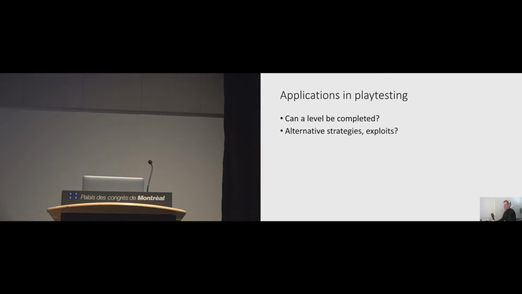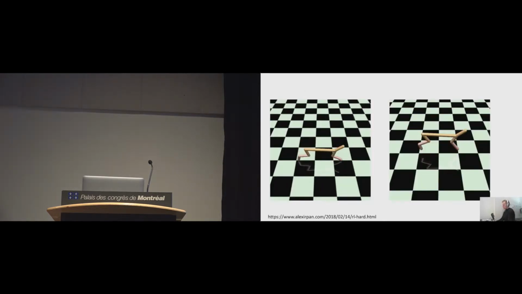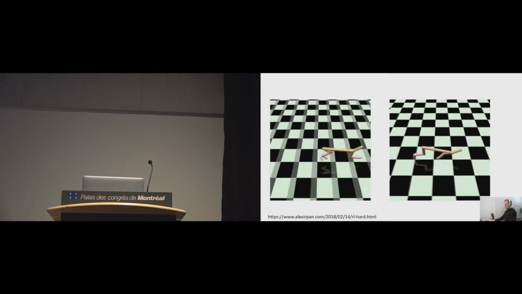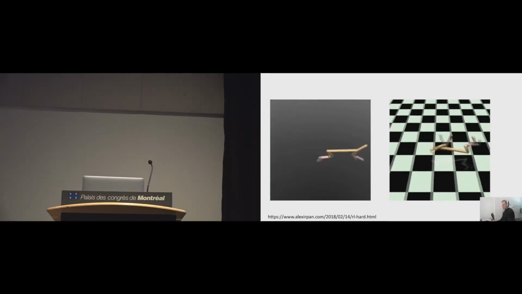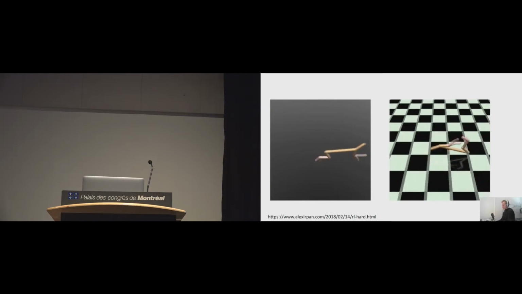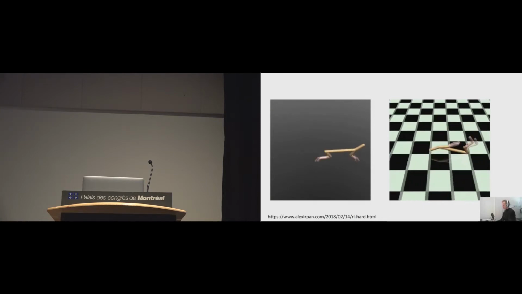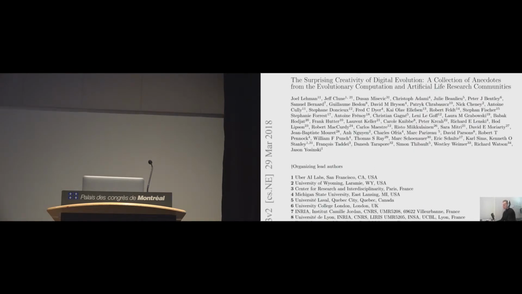With such AI, one can start probing questions that have traditionally required human playtesting. For example, AI can test that the level can be completed, and it can also reveal possible exploits that the designer did not anticipate. AI characters are actually notoriously good at this. For example, it's quite hard to get them to walk in a natural manner, as they can easily discover alternative gaits, like here on the right. When I've discussed AI playtesting with game companies, this has been seen as a great asset. There's actually a super interesting paper fresh in archive that collects together examples of such artificial creativity.